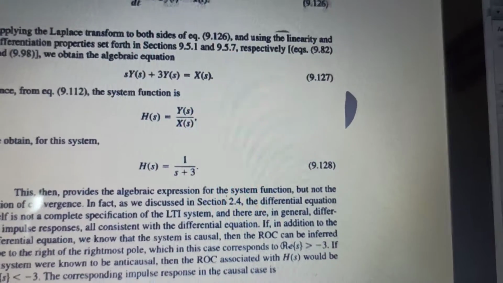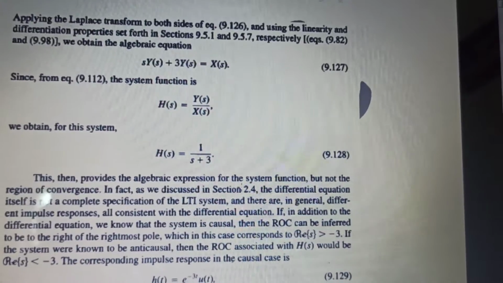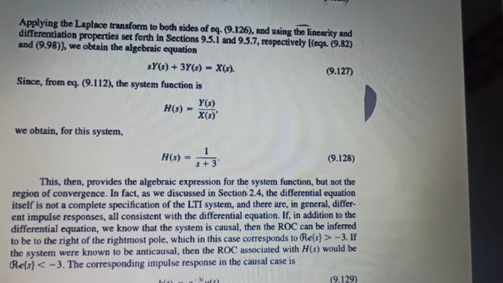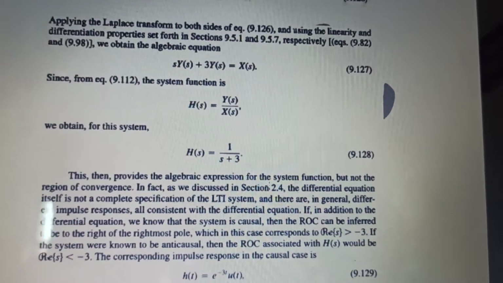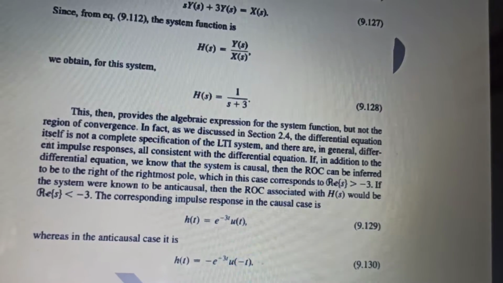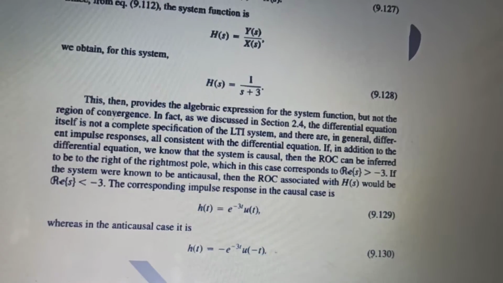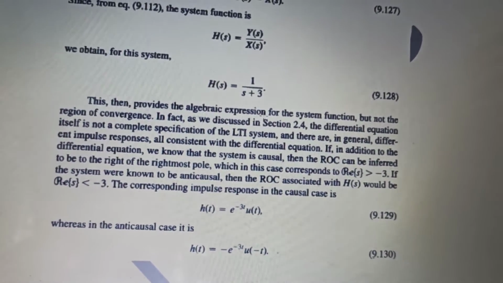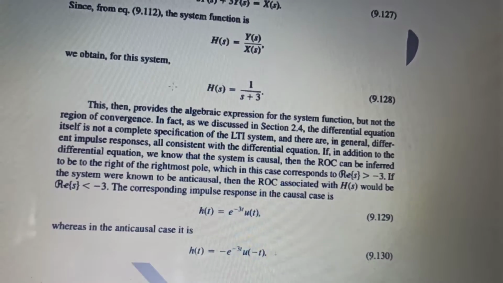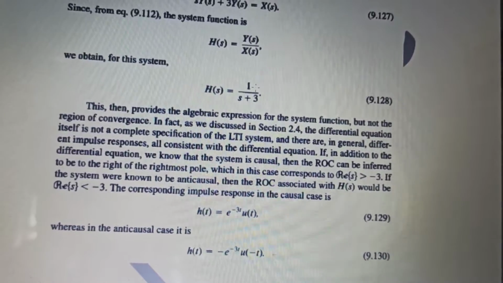H(s) is Y(s) upon X(s). I think it is clear. And the system is H(s) equals 1 upon s plus 3. Okay. Now the discussion part. I would definitely love to discuss this part because this is very important. Look at this. This then provides the algebraic expression for the system function. It means the transfer function of the system is provided here.